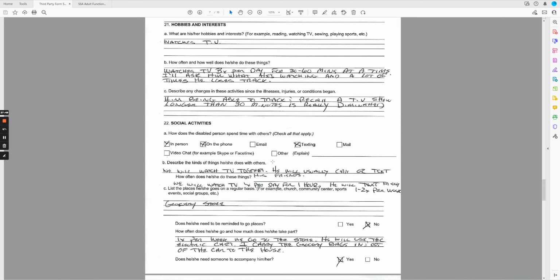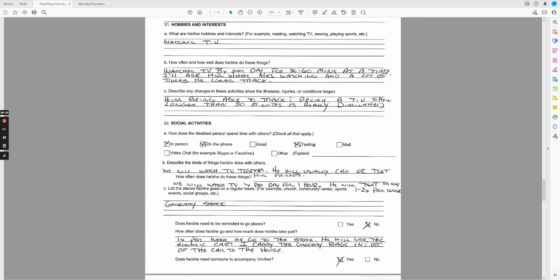Social activities: how does a disabled person spend time? In person, on the phone, texting. Describe the kind of things he or she does with others. Well, this is a spouse situation, so we'll watch TV together. He will usually call or text his friends. We will watch TV one time per day for 1 hour. He'll text someone 1 to 2 times per week.